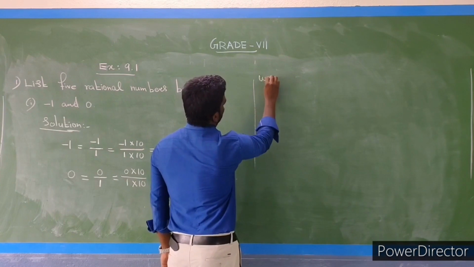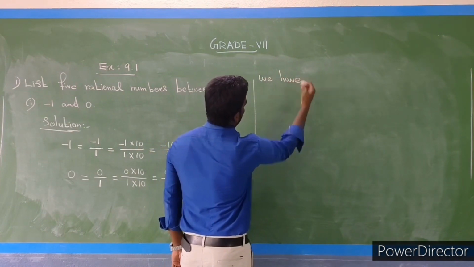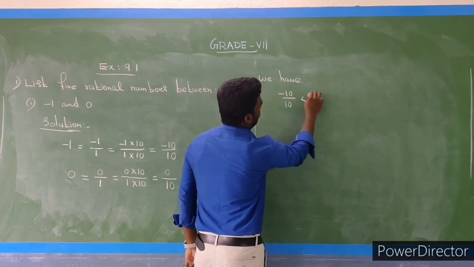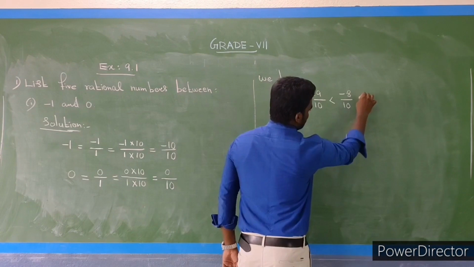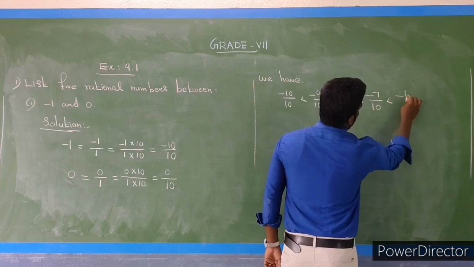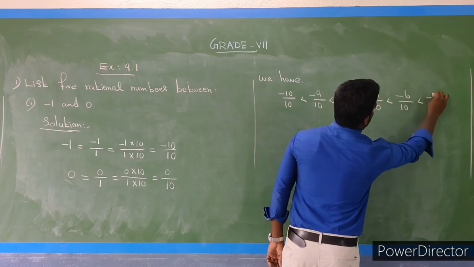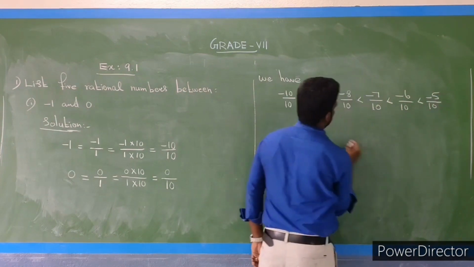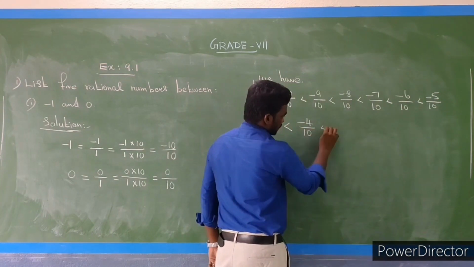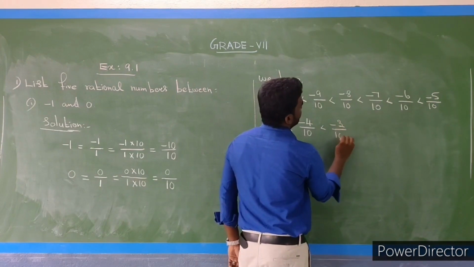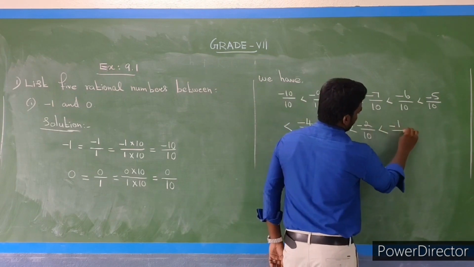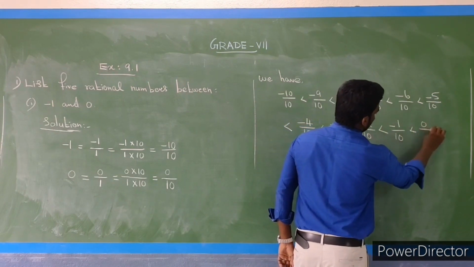So we know very well that minus 10 by 10 is less than minus 9 by 10, which is less than minus 8 by 10, minus 7 by 10, which is less than minus 6 by 10, less than minus 5 by 10, less than minus 4 by 10, less than minus 3 by 10, less than minus 2 by 10, minus 1 by 10, less than 0 divided by 10.